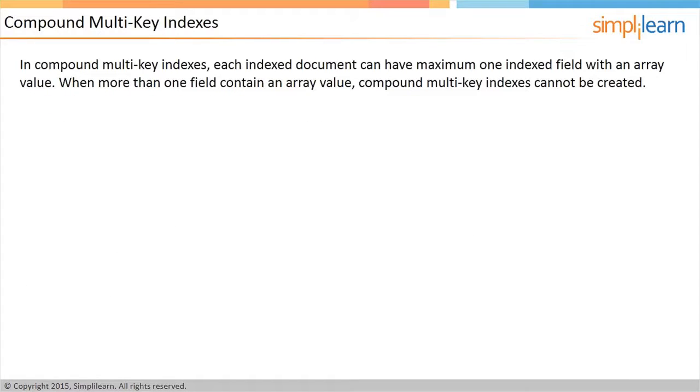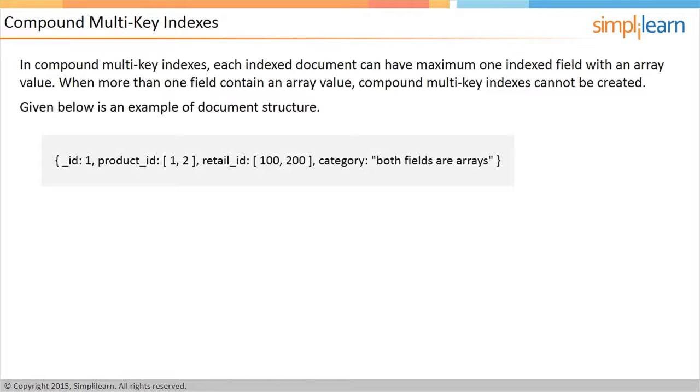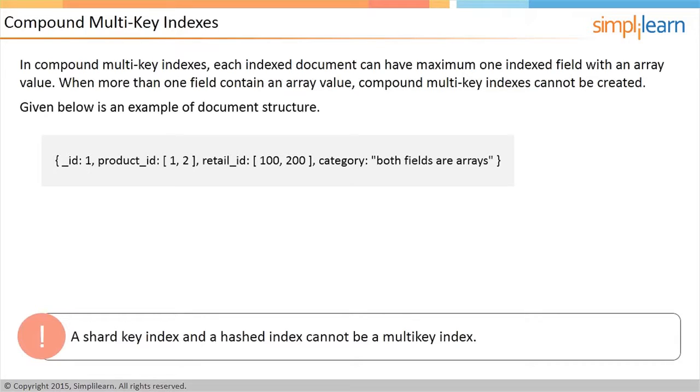In compound multi-key indexes, each indexed document can have a maximum of one indexed field with an array value. If more than one field has an array value, you cannot create a compound multi-key index. An example of a document structure is shown on the screen. In this collection, both the product_ID and retail_ID fields are arrays. Therefore, you cannot create a compound multi-key index. Note that a shard key index and a hashed index cannot be a multi-key index. In the next screen, we will discuss hashed indexes in detail.